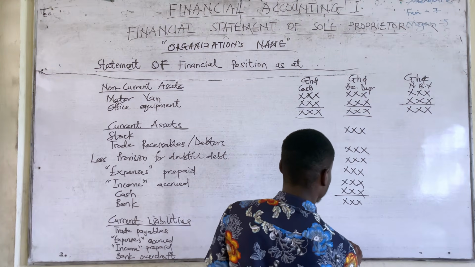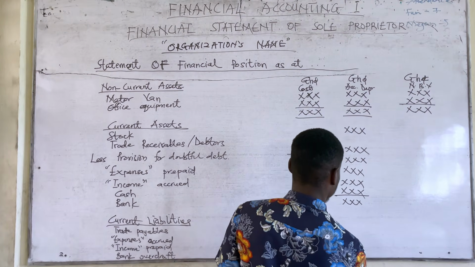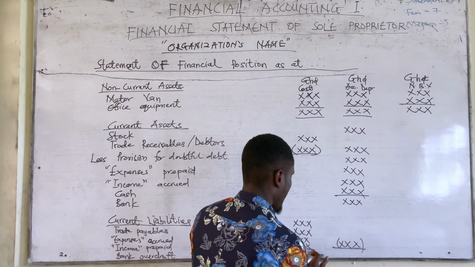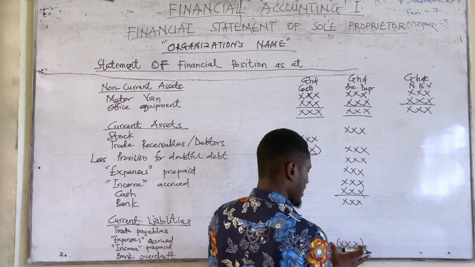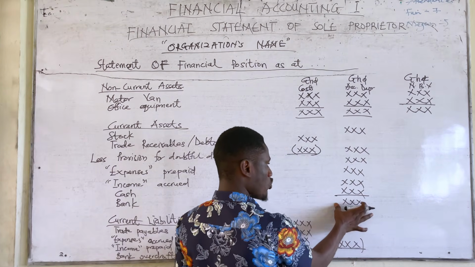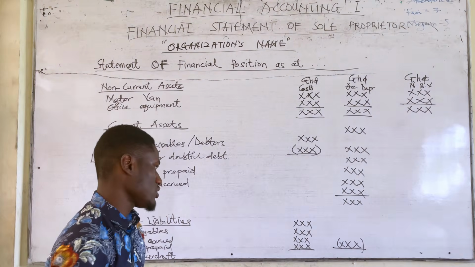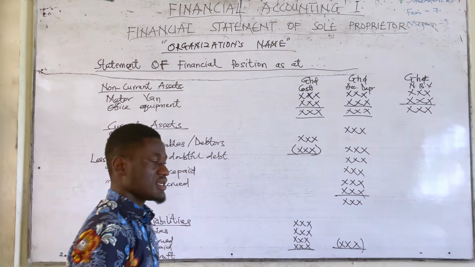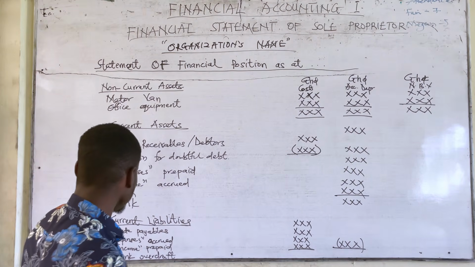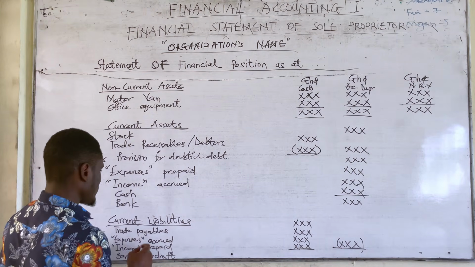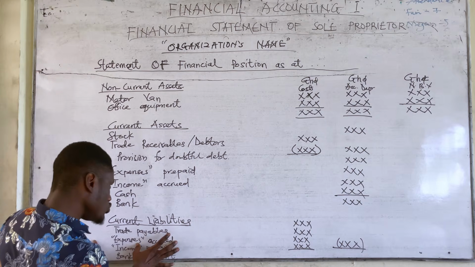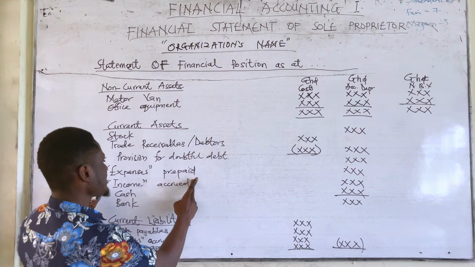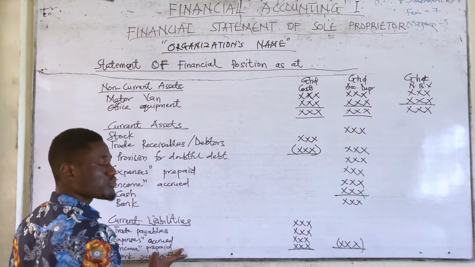Then you add them up, you show them here. Then you subtract from this. Okay, so after adding this, you show the total figure here. Then you subtract this from the total current asset. Okay, so it's going to be current asset minus what? Current liabilities. Good. So, as I said, you see this one is expenses accrued, but this one was expenses prepaid. So take note. This one is income accrued. This one is income prepaid.